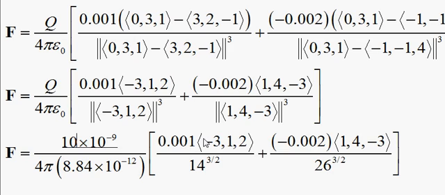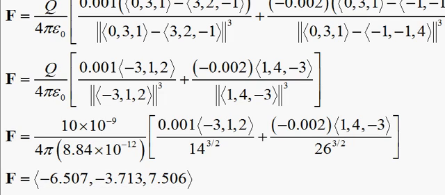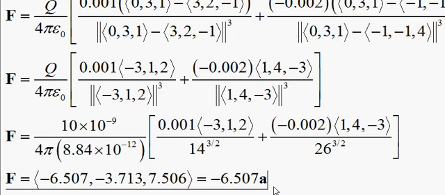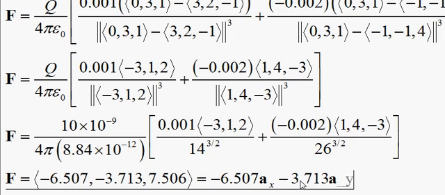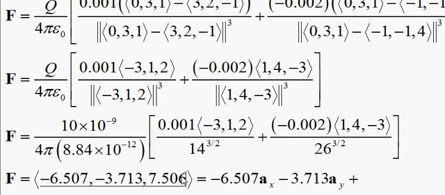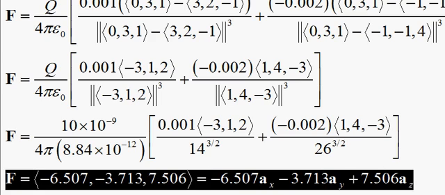So you basically plug all of this in and you're going to get, where's my vector brackets? There we go. Negative 6.507, then negative 3.713, and 7.506. And of course, another way you can write this is this a sub x plus, well, it's actually going to be minus this a sub y plus this number right here a sub z. So either way, this is the answer for the force.